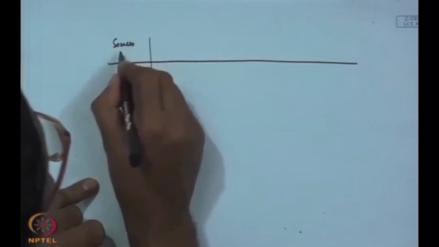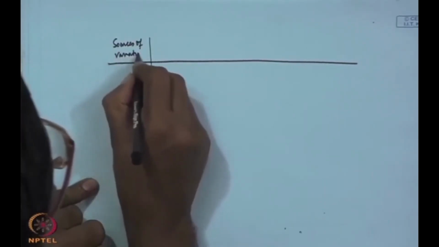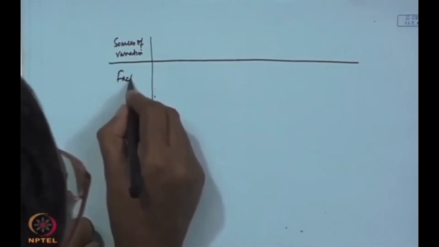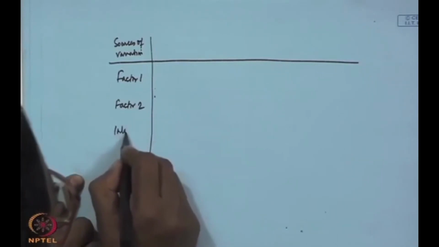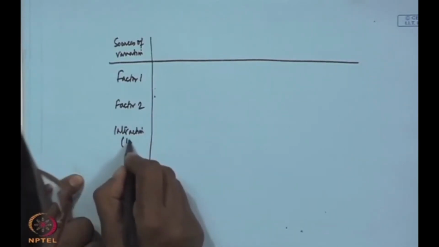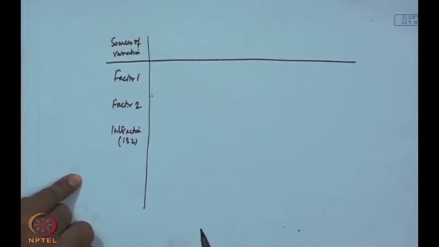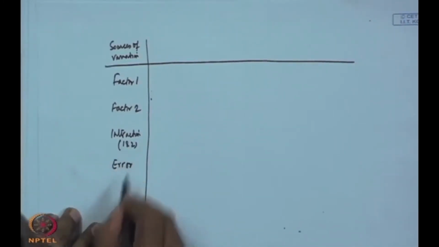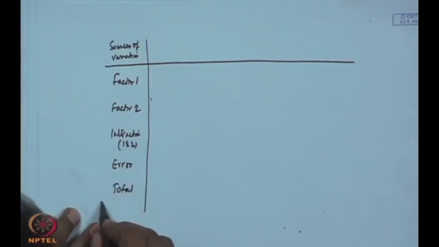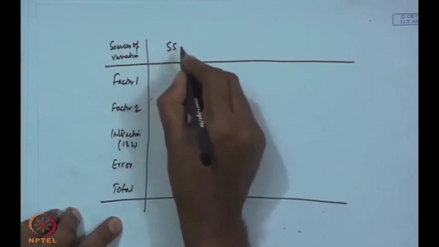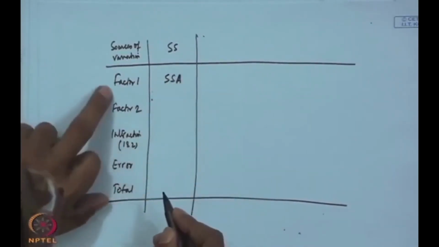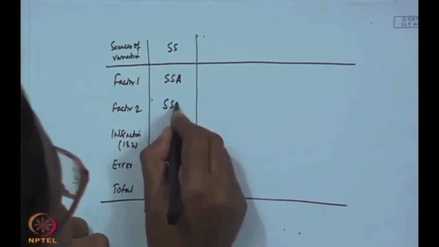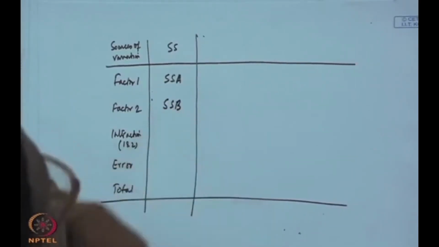sources of variation. One is factor 1, factor 2 is also a source, interaction between factor 1 and factor 2, and error, then total. You have to find out sum square. So, I can write here sum square A I am writing for the first factor, second one I am writing sum square B.